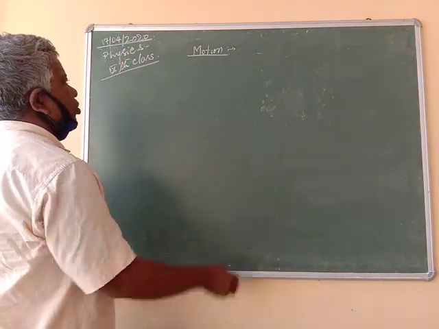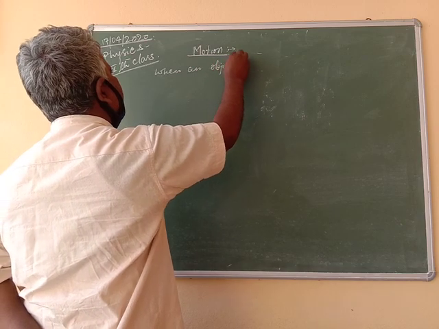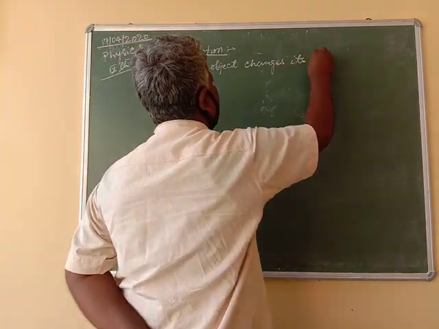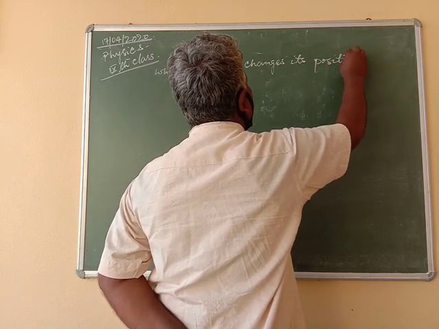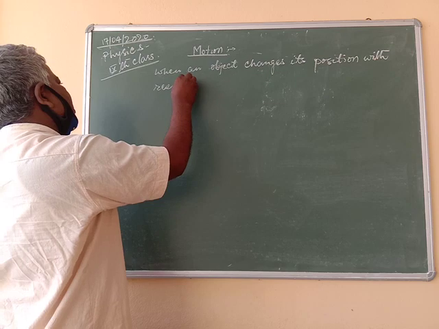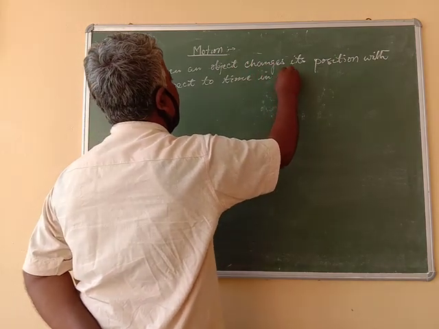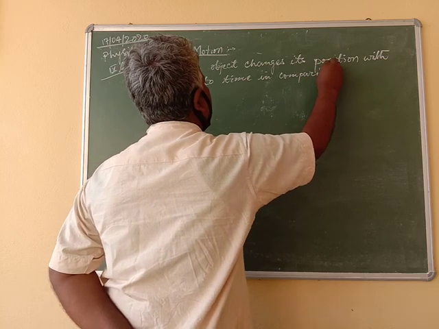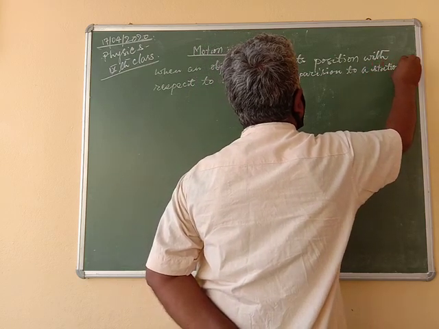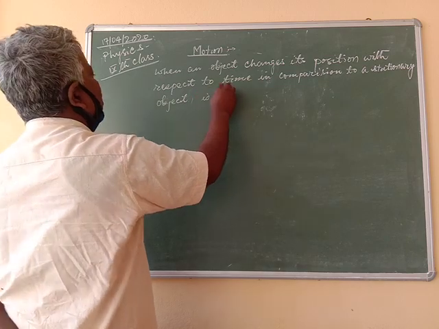What is motion? Motion, when an object changes its position with respect to time in comparison to a stationary object, is called the motion.